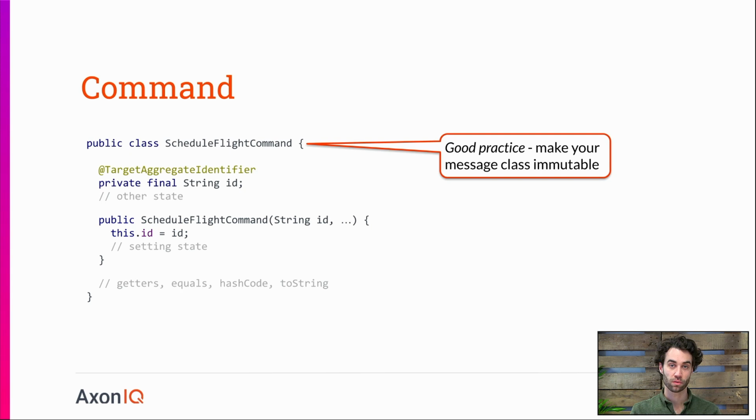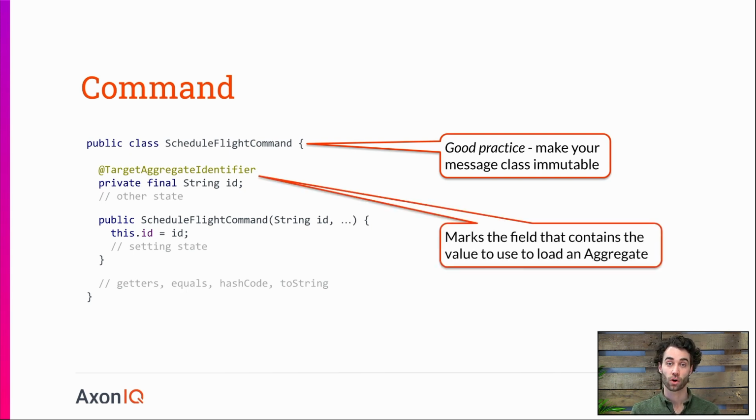There's one specific excellent thing on this message you would create, and that's the @TargetAggregateIdentifier annotation. It is this annotation which marks the field which should be used to load the exact aggregate instance which should be handling this command. So really the field which defines which model should be used to make the decision based on this message going through.